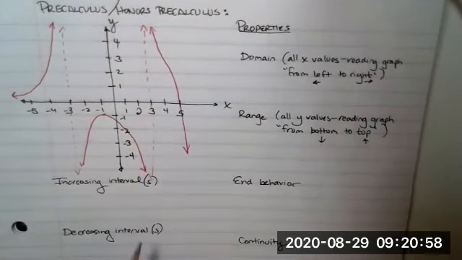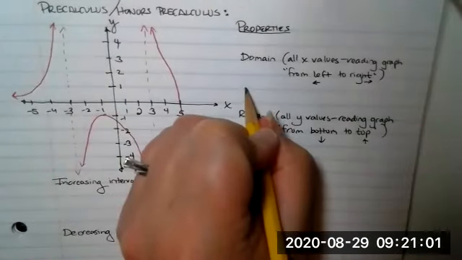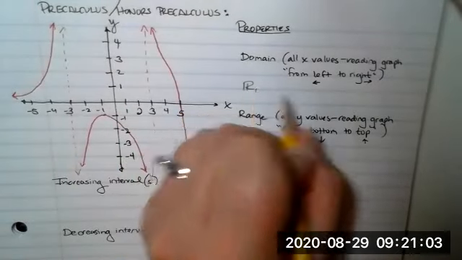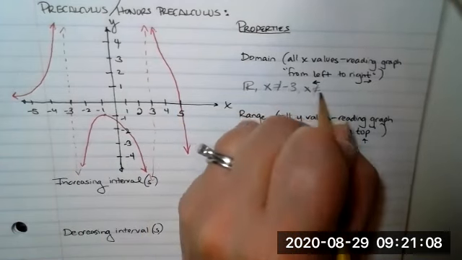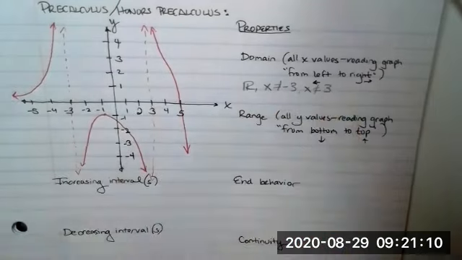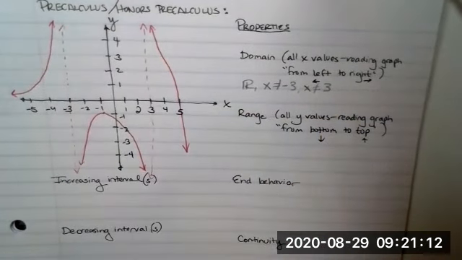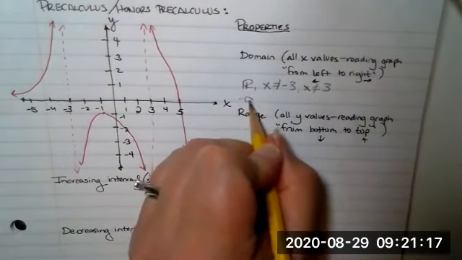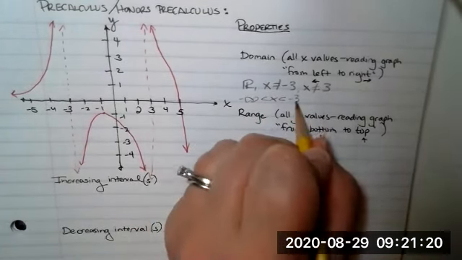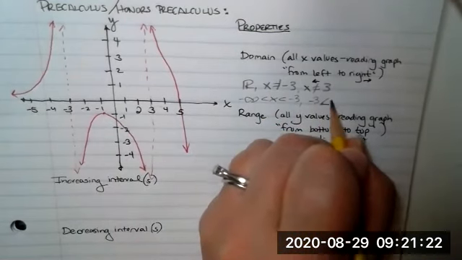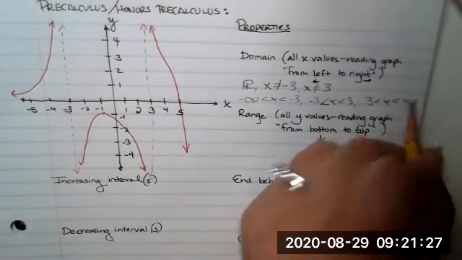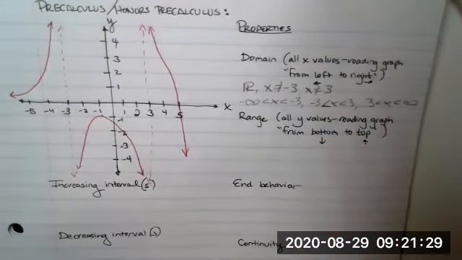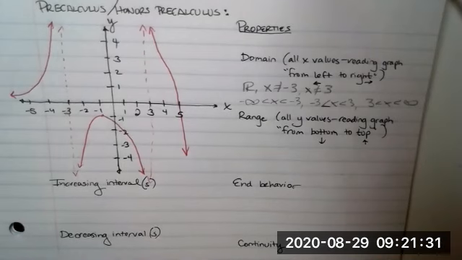So what I can say about my domain is that it includes all real numbers, but x is not equal to -3, and x is not equal to 3. Another way you can write that is -infinity to -3, -3 to 3, and then 3 to infinity. It's just another way you could write that if you wanted to.